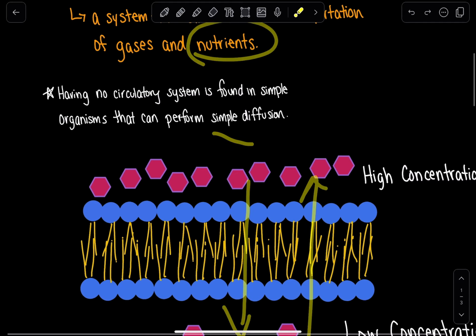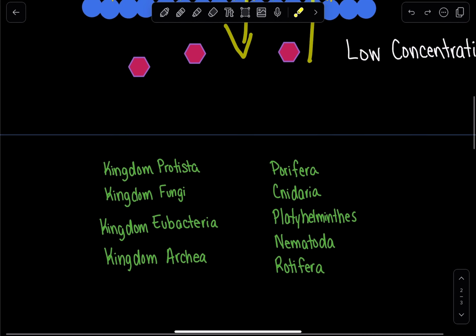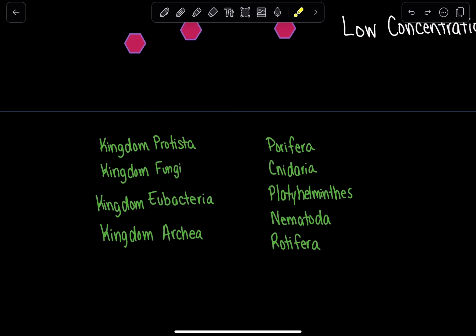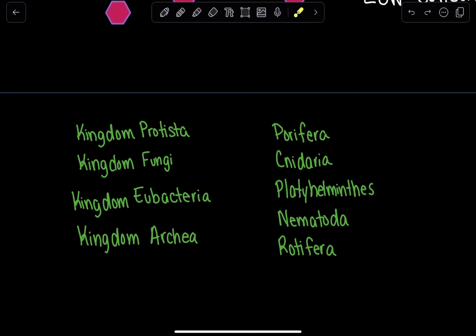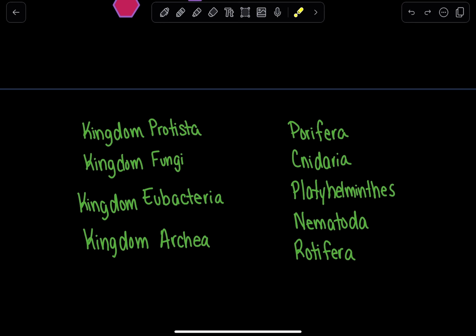Next, it's important to understand which organisms exhibit this characteristic of having no circulatory system. If we recall, within biology, we actually have 6 different kingdoms. We've got these 4 kingdoms over here, and then we've also got kingdom Animalia and kingdom Plantae. But there are only 4 kingdoms that exhibit no circulatory system.